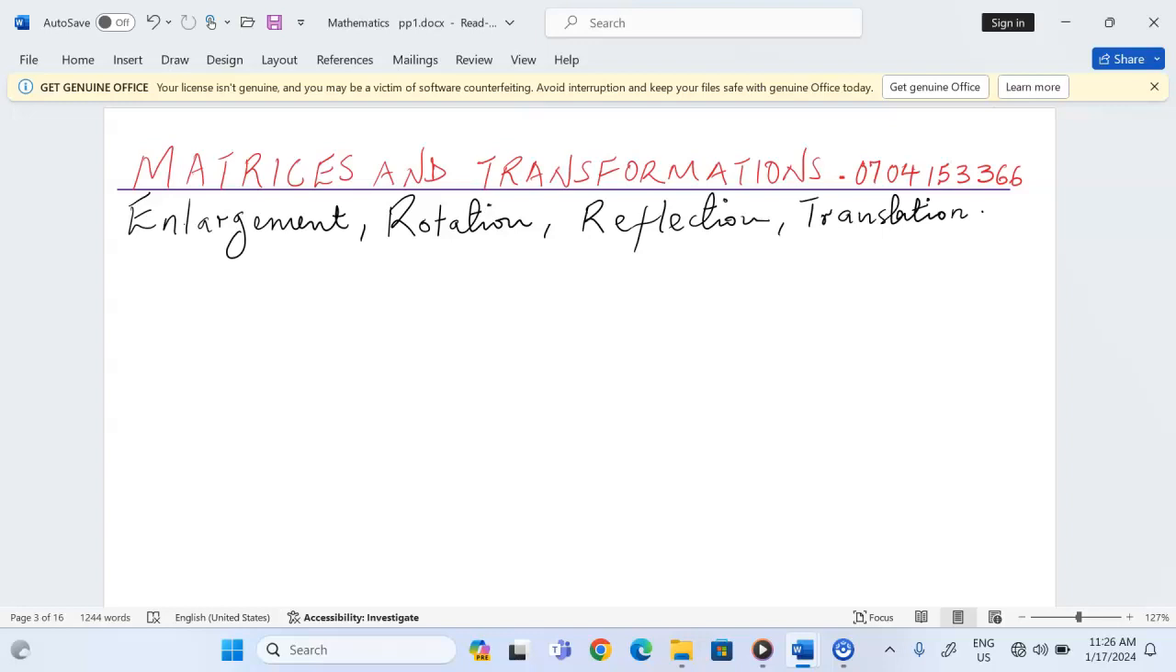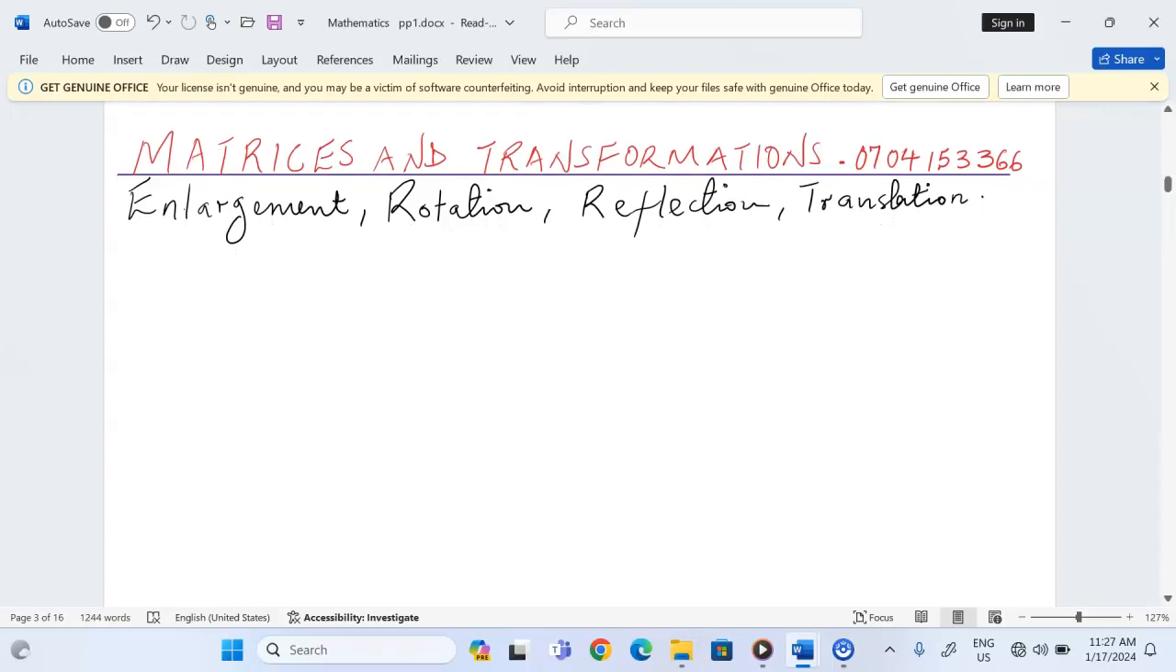It's good to know that apart from what we learned in book 2 about enlarging an object to give us a bigger image, or rotating an object to give us an image, reflecting, translating, those processes can be represented by a matrix. And for that matter, we call it a matrix of transformation.